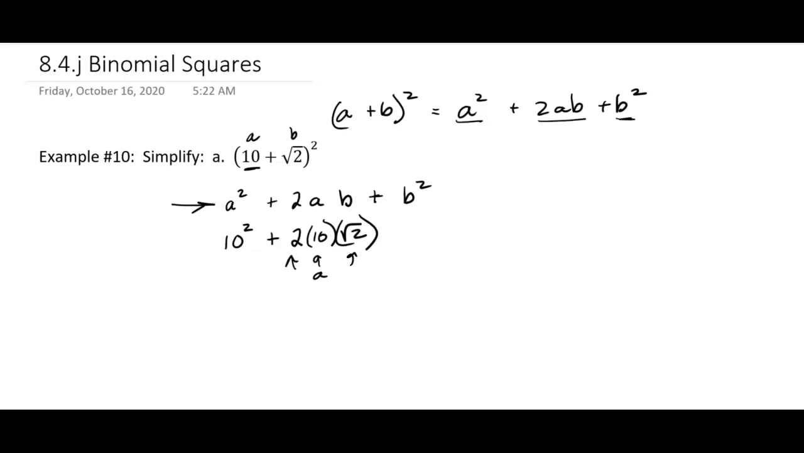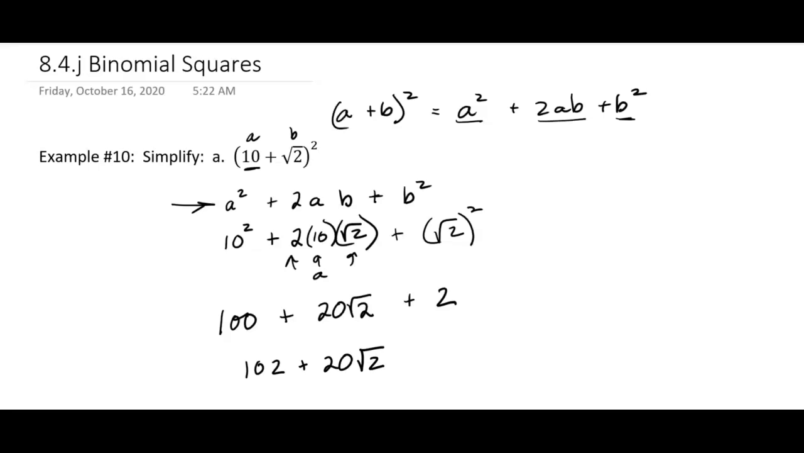Okay, now we have to take the b, which is the square root of 2, and we have to square that. So I'm going to get 100 plus 20 times the square root of 2 plus 2. Now we're going to take the 100 and the 2 and combine them. So it'll be 102 plus 20 times the square root of 2. And then that'll be done.